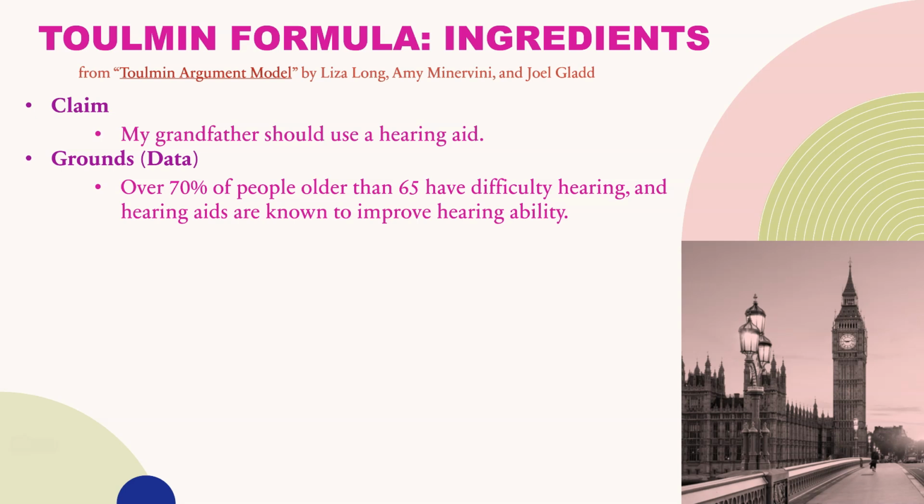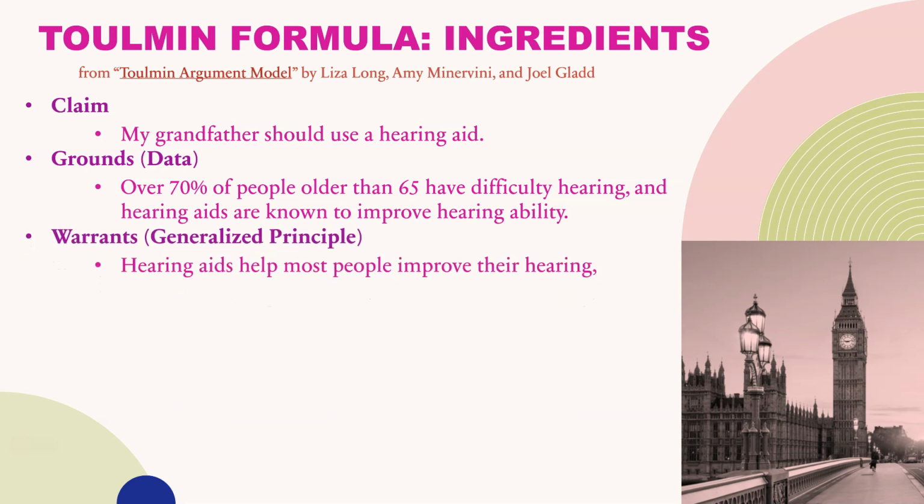Over 70% of people older than 65 have difficulty hearing, and hearing aids are known to improve hearing ability. Afterwards, we would give specific evidence, but in slide format, you can't develop an entire paragraph. So the claim, the grounds, introducing some context, introducing some evidence or data. And then the warrants, this is a principle or an assumption that's widely accepted. Hearing aids help most people improve their hearing.